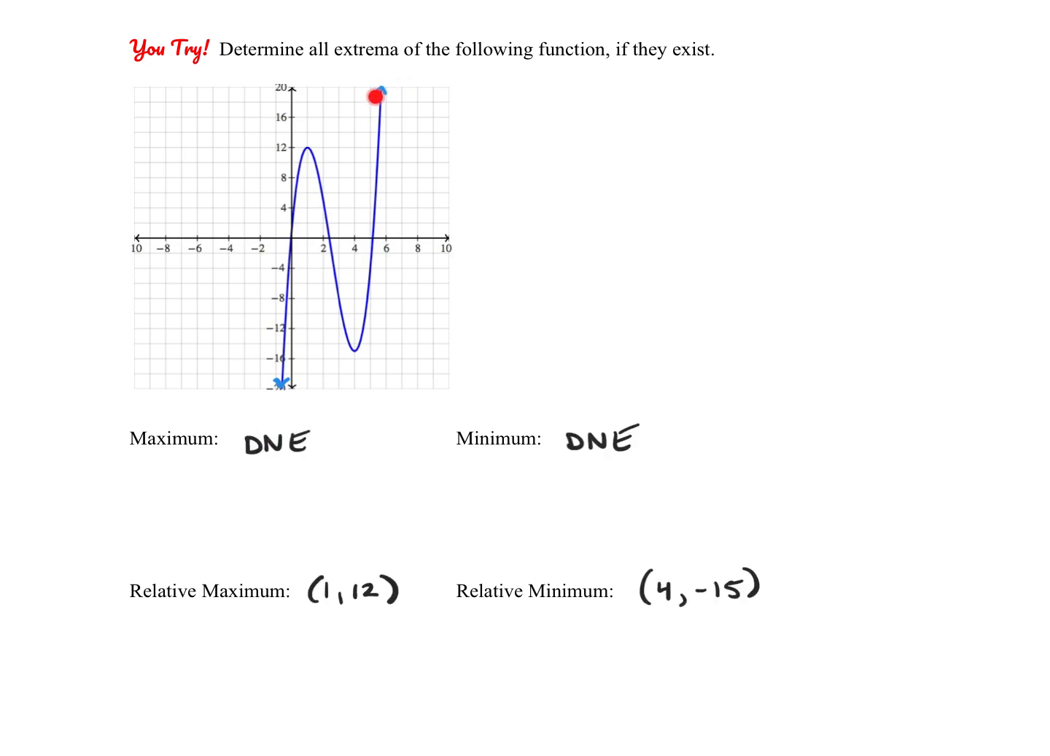So again, since our graph is going up forever on the right and down forever on the left, there is no maximum and there's no minimum, but there are relative maxes and mins. So you can see right here where we're changing from increasing to decreasing at 1, 12, this would be a relative maximum. And then here where we're changing from decreasing to increasing at 4, approximately -15, that would be a relative minimum.